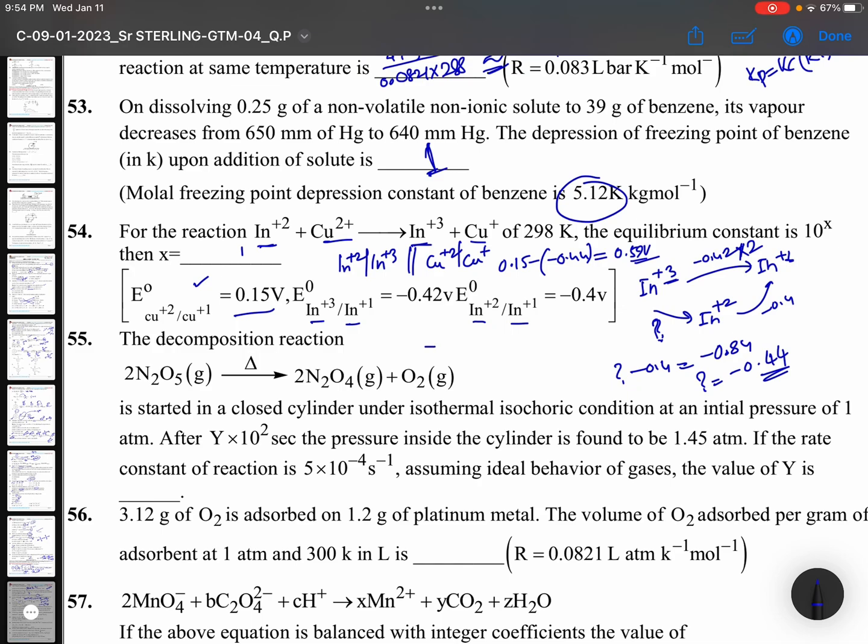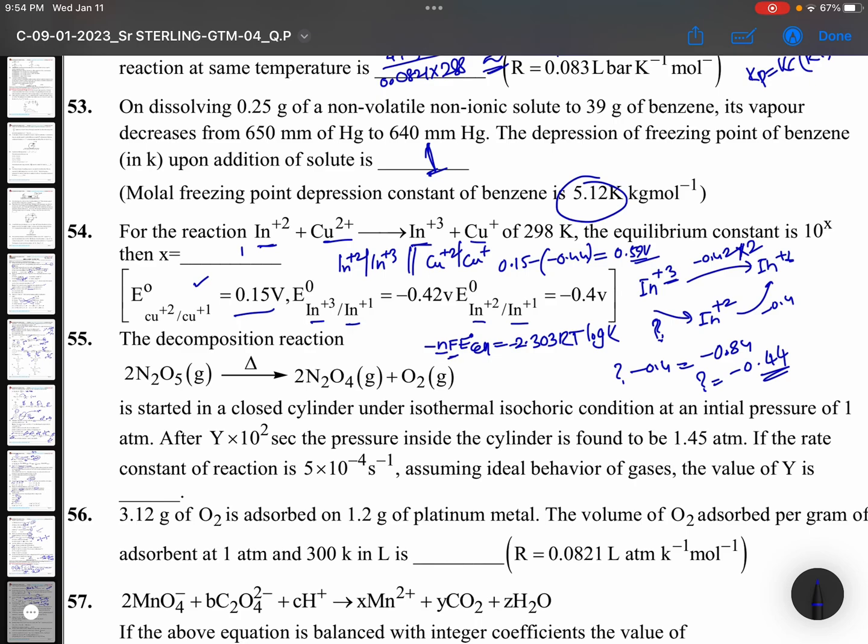Minus nF E naught cell is equal to minus 2.303 RT log K. That's why I said you can skip this question. Okay, it is time taking. Now if you are applying this, what is the n value here? 1 electron is involved, so n value is 1.